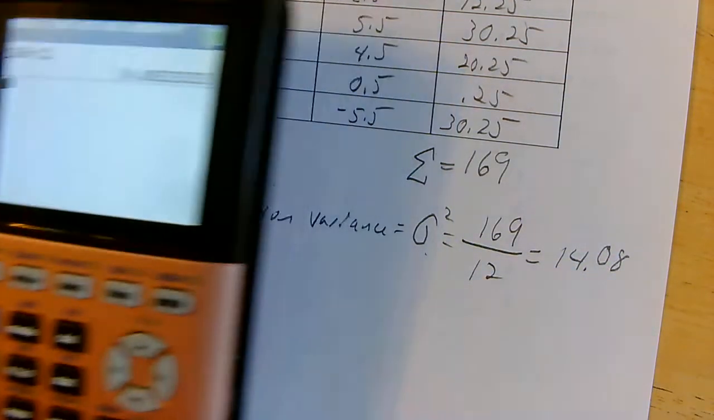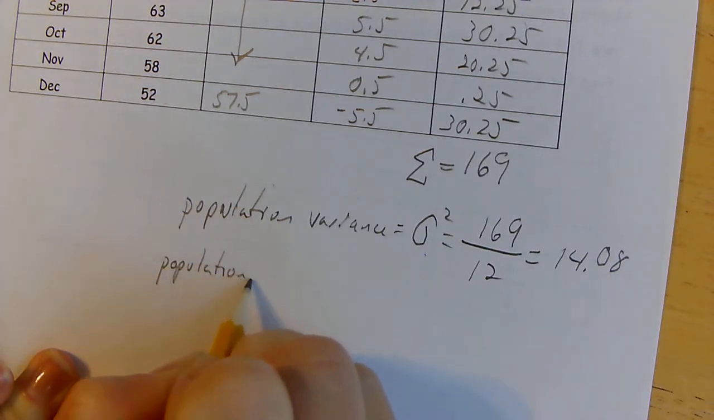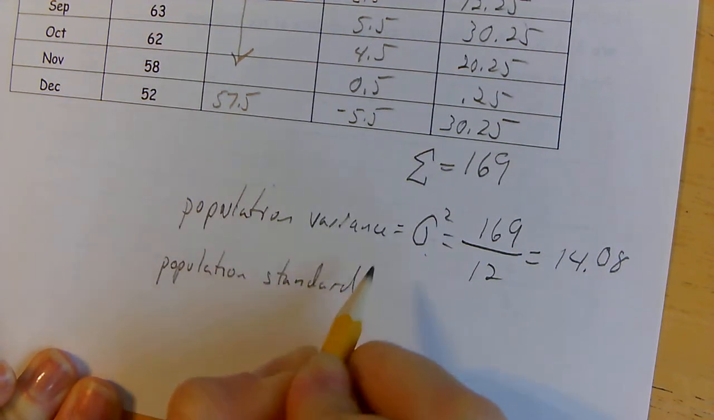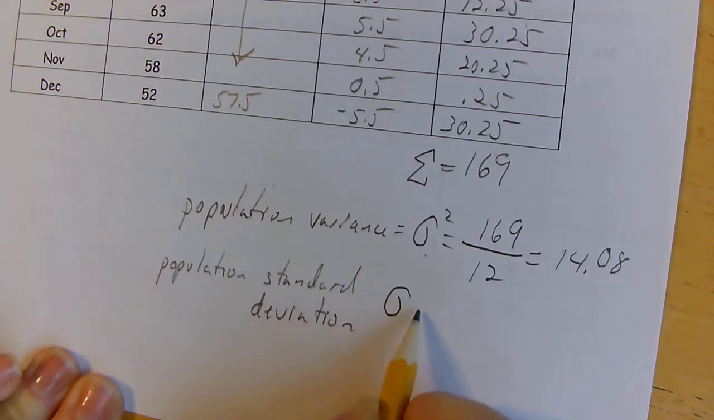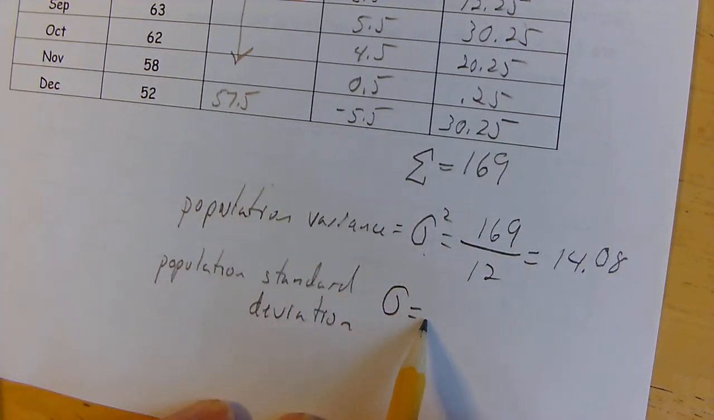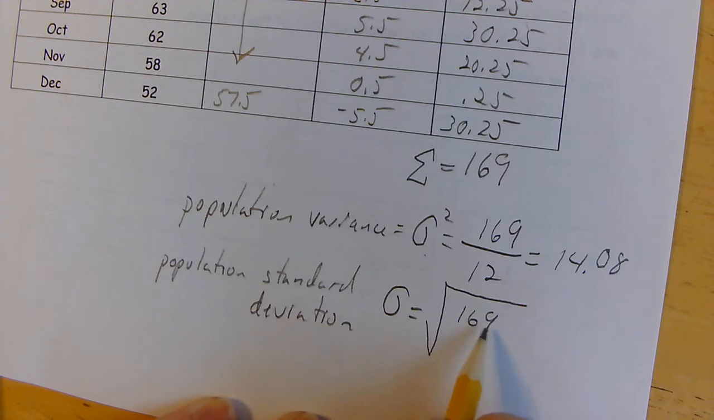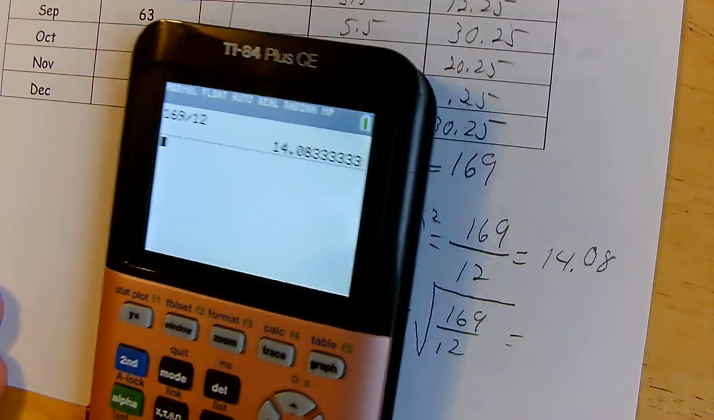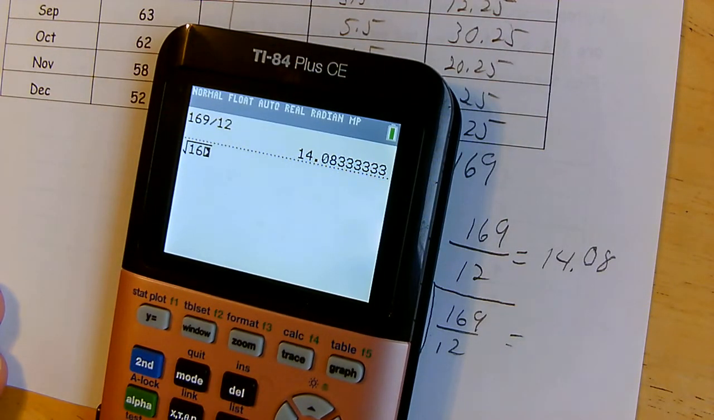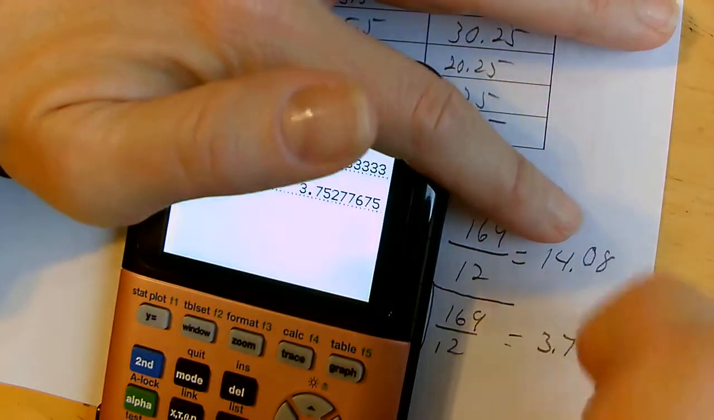Two decimal places. So the population standard deviation, the average distance from the mean for each month, is going to be the square root of this. Now, I do not put the rounded number in my square root symbol. I do the fraction. Round to 2 decimal places.